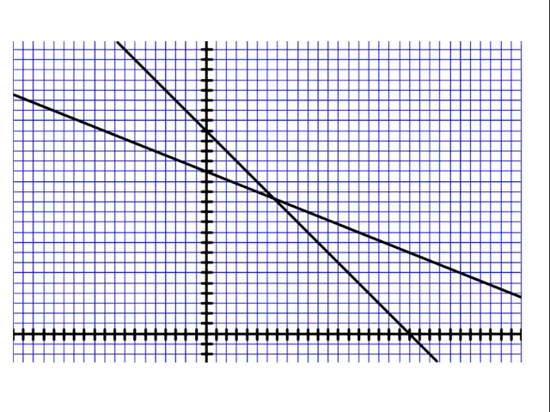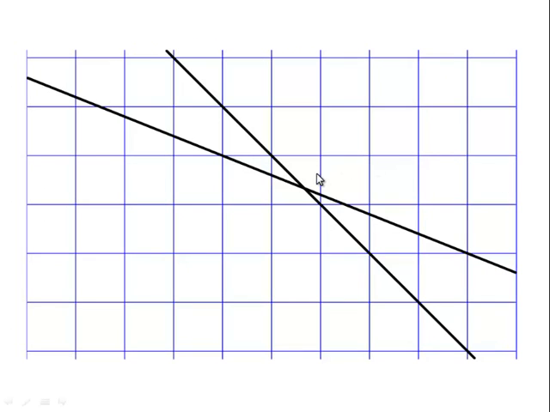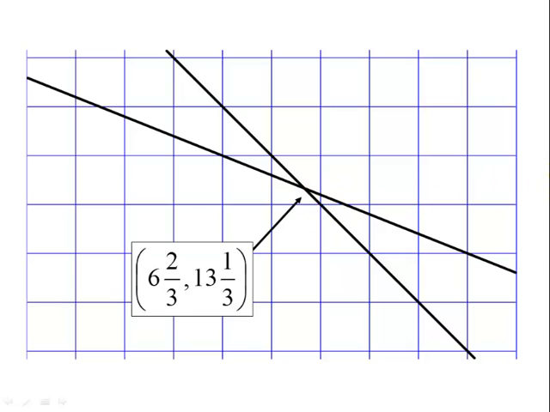So using graph paper, the graphs would look like this, and zooming in, we would see that the intersection point is not at a corner of the box. So this is an approximation. And the solution does turn out to be 6 2/3 and 13 1/3, but we can't get that from the graph. We can just approximate.